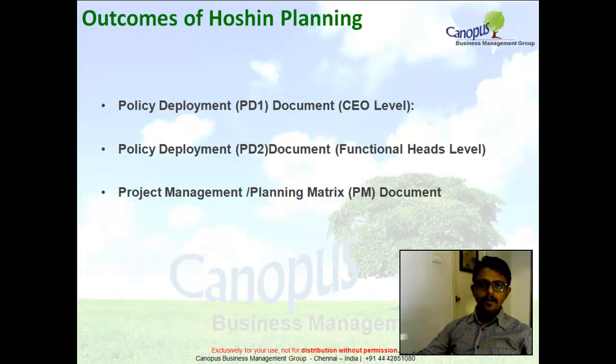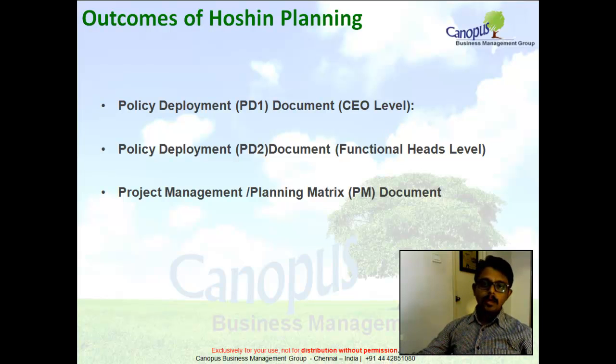The outcomes of Hoshin planning process have been documented here. For an organization that does not practice Hoshin Kanri, the outcomes might still be the same. The terminologies used in Hoshin Kanri might be slightly different, but otherwise the outcomes might be very similar to what you are seeing here. The first and the primary outcome is what we call a policy deployment document, also called PD1.